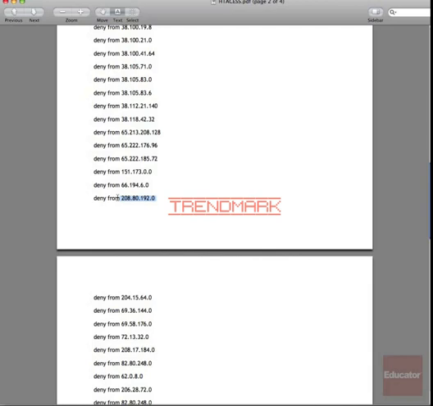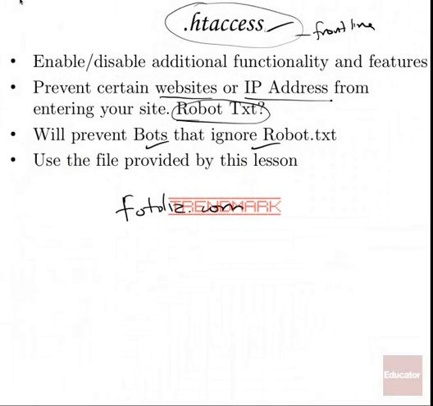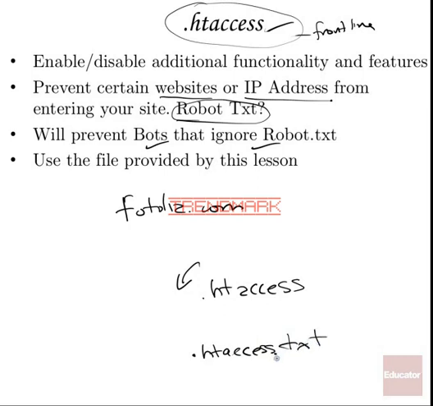And what you do is you create a text file, and make sure you save it as .ht-access. In other words, there's nothing before the dot. It's just .ht-access. It's not .ht-access.txt. It is just HT-Access. That's all it is. And you go ahead and upload that to your server.